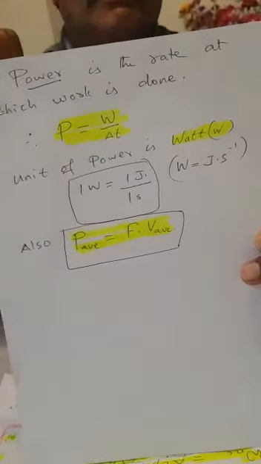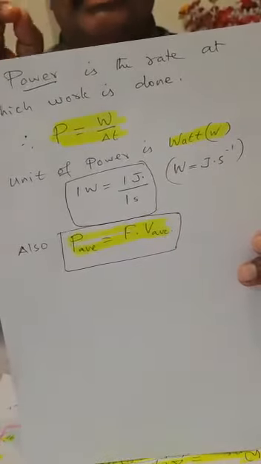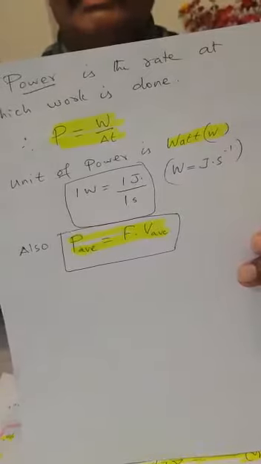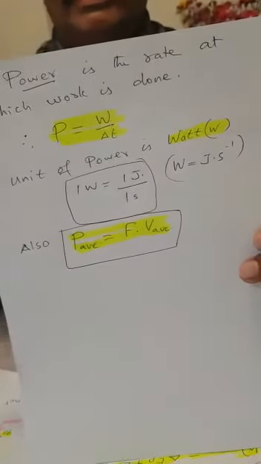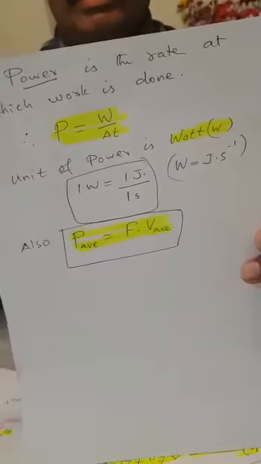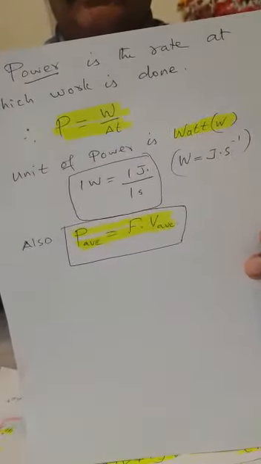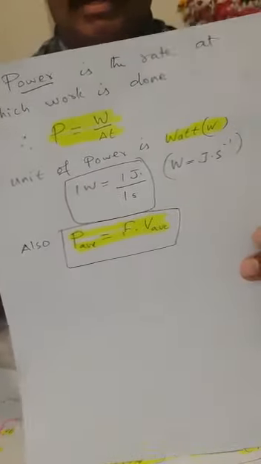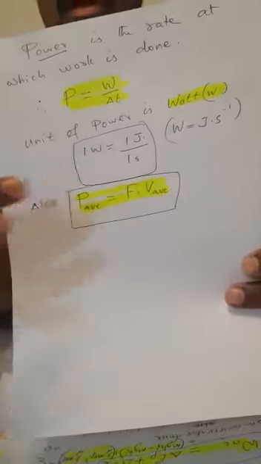The unit of power is watt, W-A-T-T. So 1 watt is actually 1 joule per second. So if a motor does 1 joule of work in 1 second, then the power of that motor is 1 watt. We can also calculate power using another formula, that is average power, which is the product of force and the average velocity.